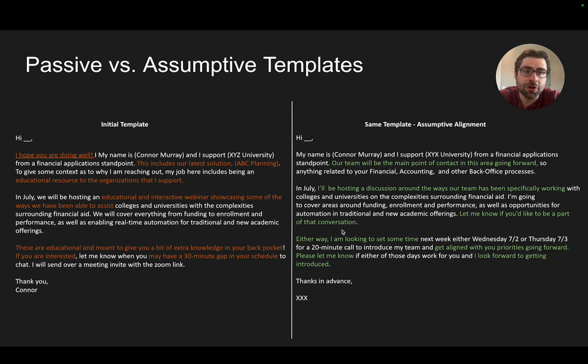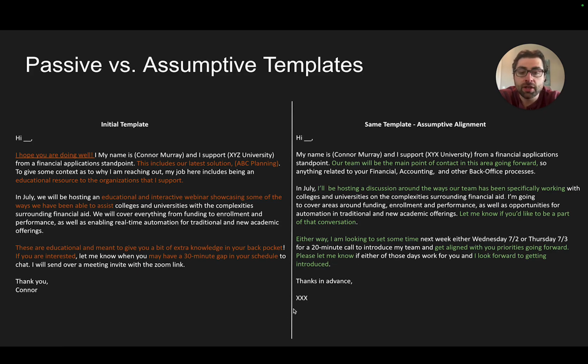Either way, whether you're interested in that or not, I'm looking to set some time, which is stronger than "these are educational and meant to give you a bit of extra knowledge." "Next week," and I gave them some actual dates for a "20-minute call to introduce my team and get aligned with your priorities going forward." A lot more assumptive, like I'm expecting this to happen, than "a bit of extra knowledge if you're interested, when you may have a 30-minute gap." "Please let me know if either of these dates work for you, and I look forward to getting introduced."